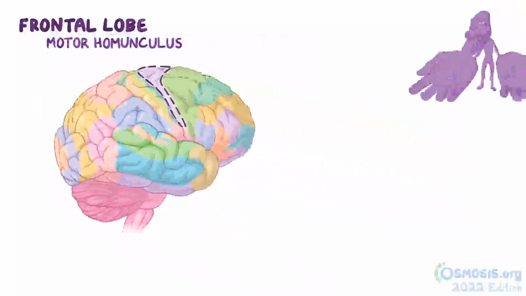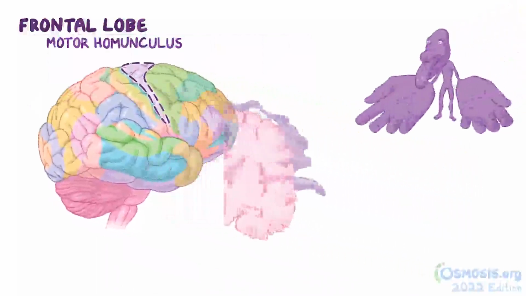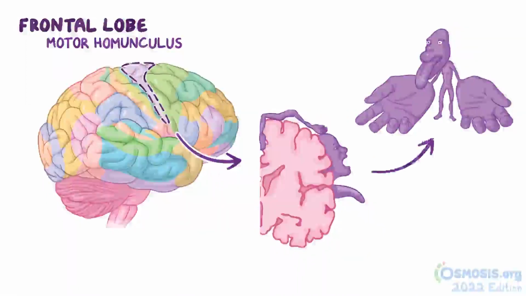The motor homunculus is a visual representation of the areas of primary motor cortex dedicated to the voluntary motor control of body parts.